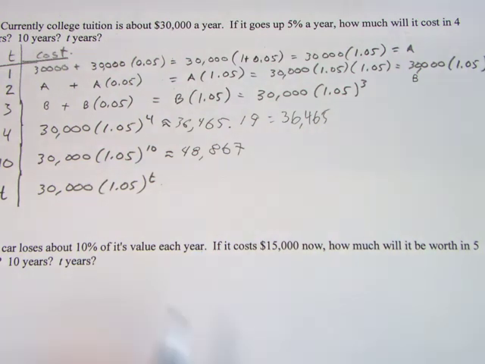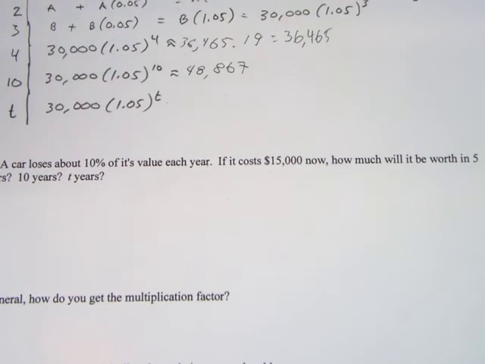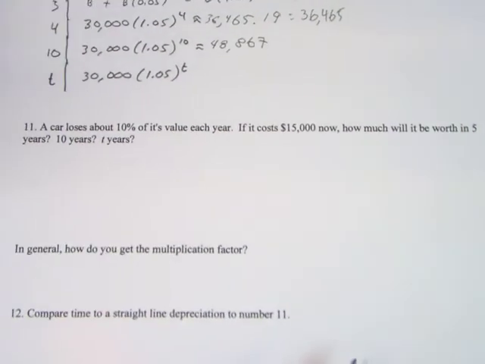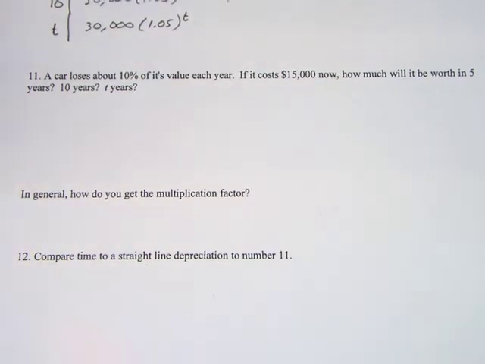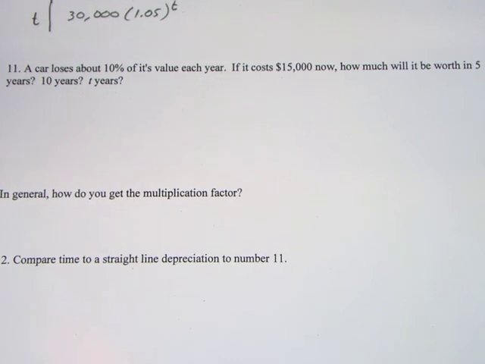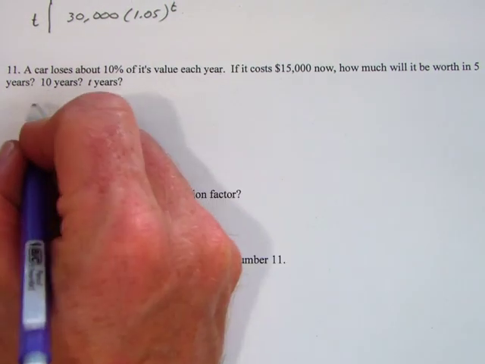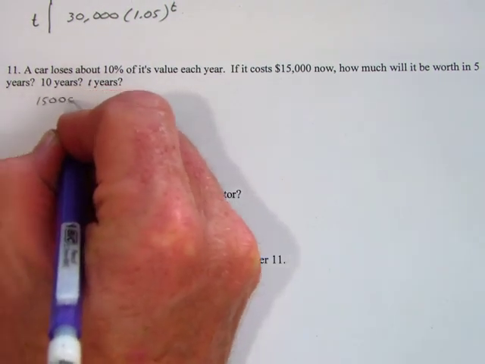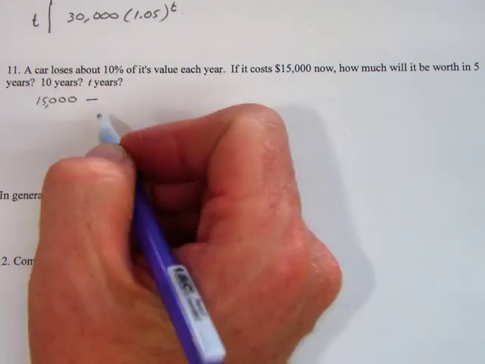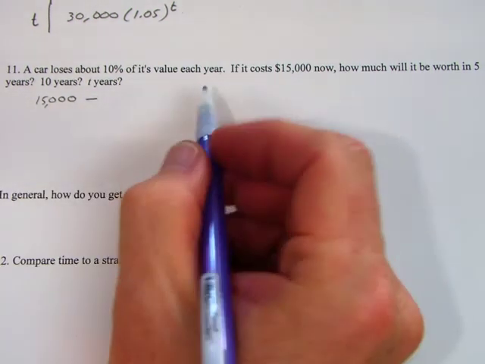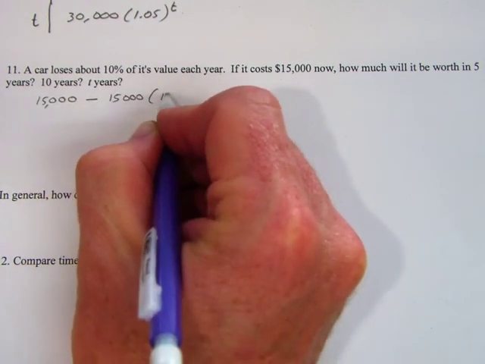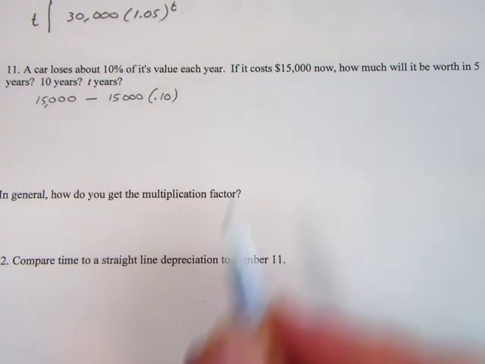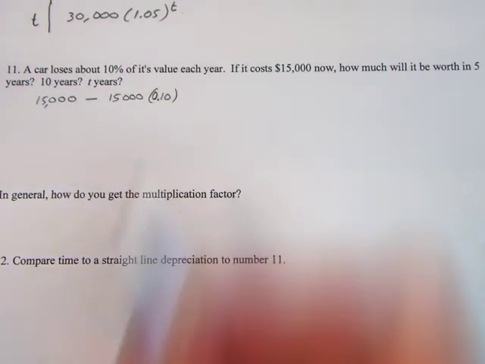The next one: a car loses about 10% of its value every year. If it costs $15,000 now, how much will it be worth in 5 years, 10 years, t years? Well, we're starting off with a similar type of thing. We have 15,000, but this time we're losing 10%. So we're going to lose 15,000 times 10%, which would be 0.10. Make it 0.10 to make it clear.